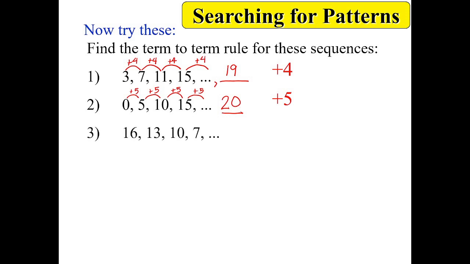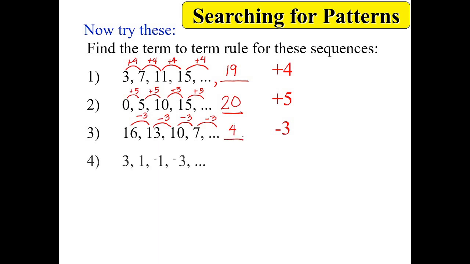Let's have our third item. 16, 13, 10, 7. What is the pattern or the term-to-term rule for this? Okay, that's minus 3 or negative 3. So I'm going to have minus 3. I'm going to be getting 13. 13 minus 3, that's 10. 10 minus 3, that's 7. So the next term would be 7 minus 3. You will be getting 4 for that.